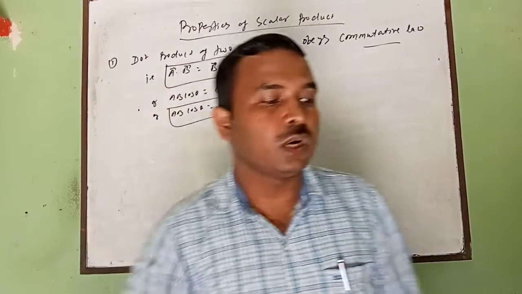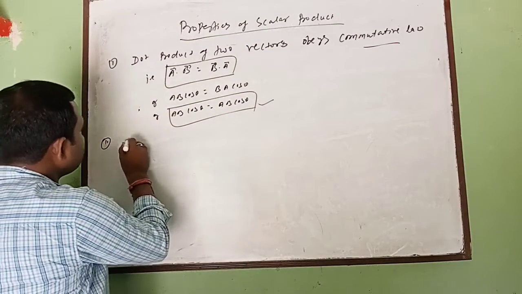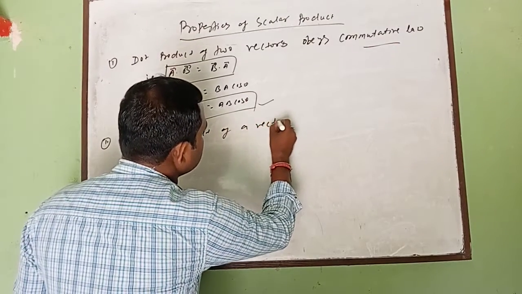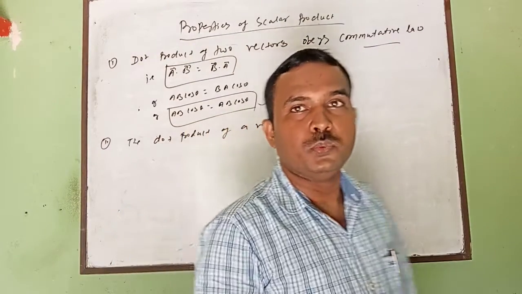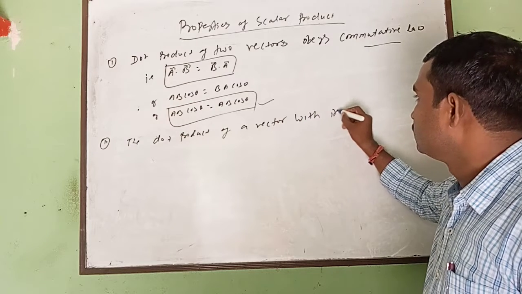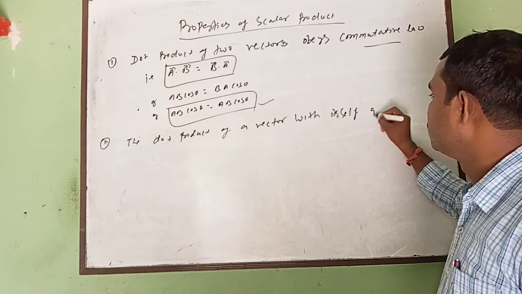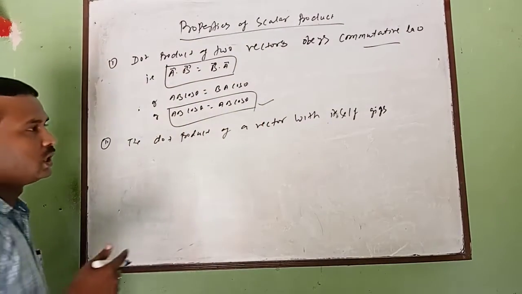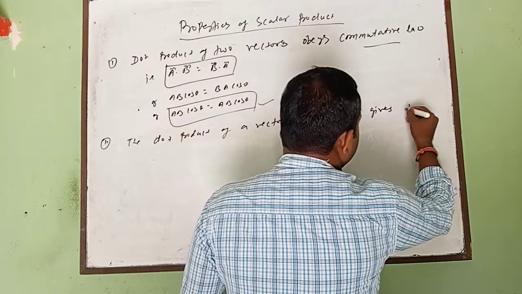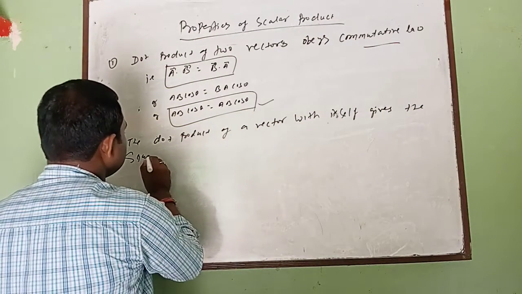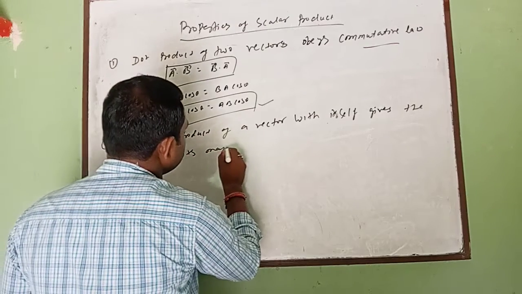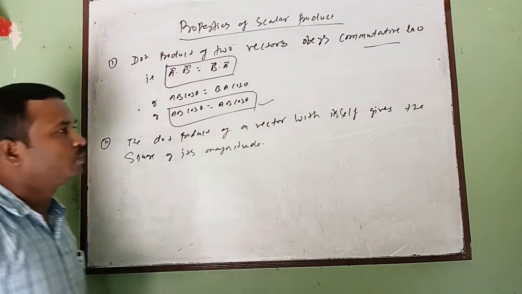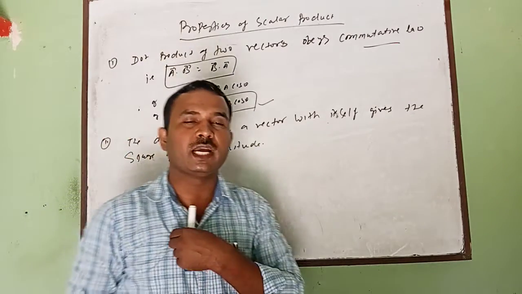Next, write: the dot product of a vector with itself gives the square of its magnitude. This is the second property we have.